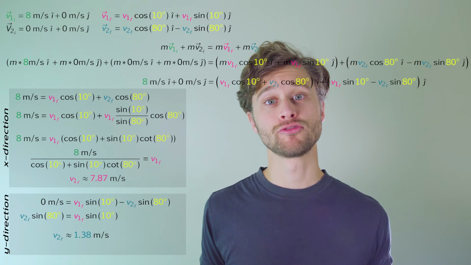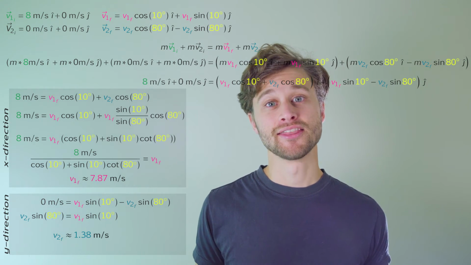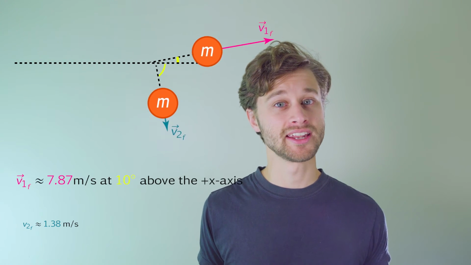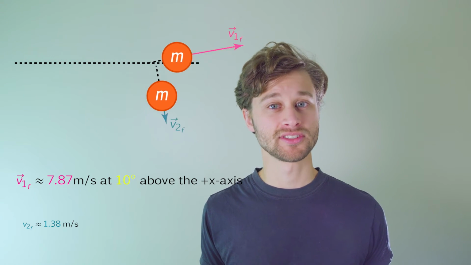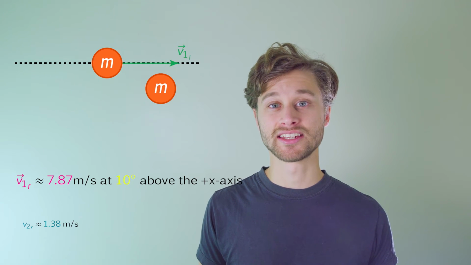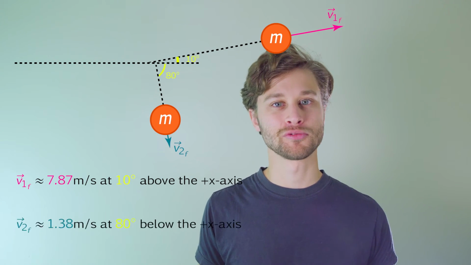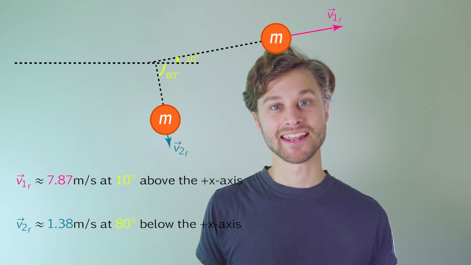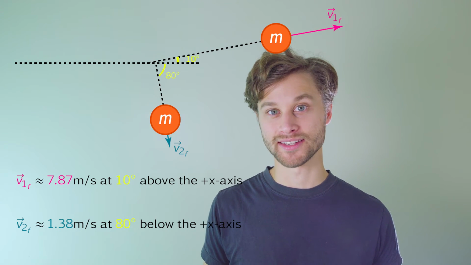In sum, the solution for this problem is the final velocity for puck 1 is 7.87 meters per second at 10 degrees above the positive x-axis, and the final velocity for puck 2 is 1.38 meters per second at 80 degrees below the positive x-axis.